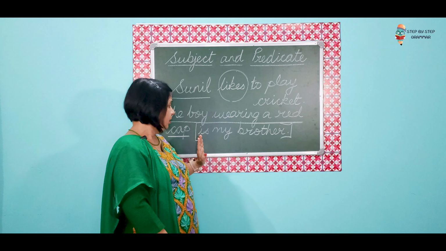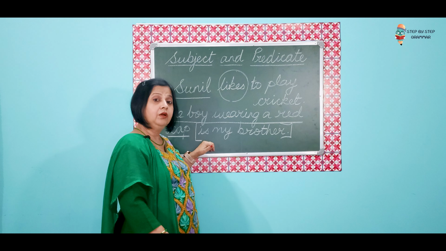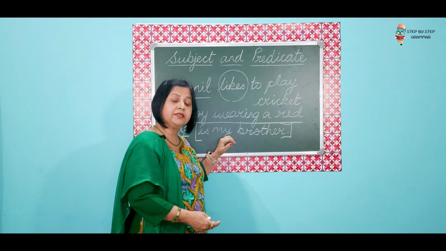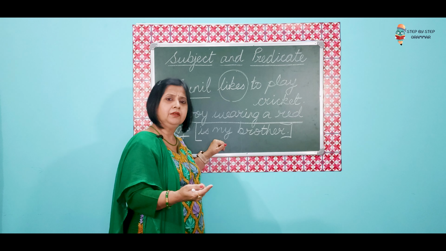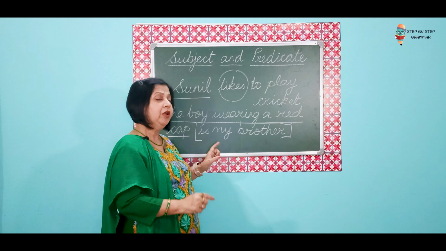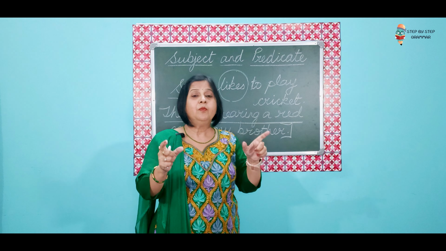Over here, pick out the verb. Is is the verb. Who is my brother? And after the verb, the entire part that is left. Who is my brother? Not just the boy, but the boy wearing a red cap. So this way you can find out the subject and the predicate.